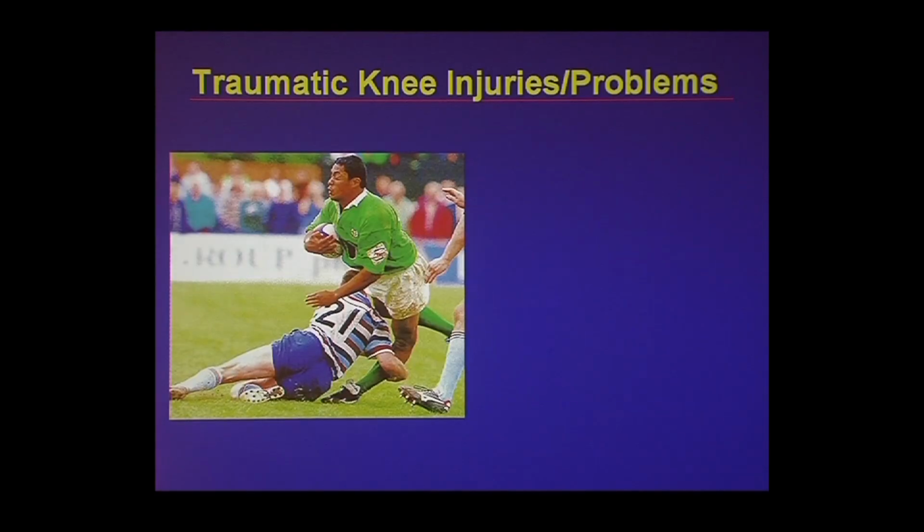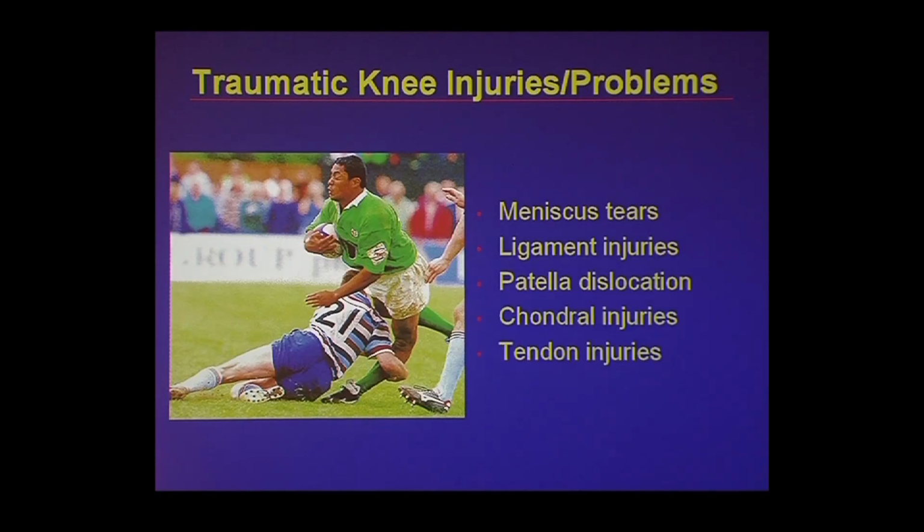I talked about a locked joint. So we're going to talk about, first and foremost, traumatic knee injuries and the problems. This is a knee dislocation, which is not good because that means they tore more than 2 ligaments in the knee. That guy needs surgery right away. But these are the ones we're going to go over, the traumatic injuries.